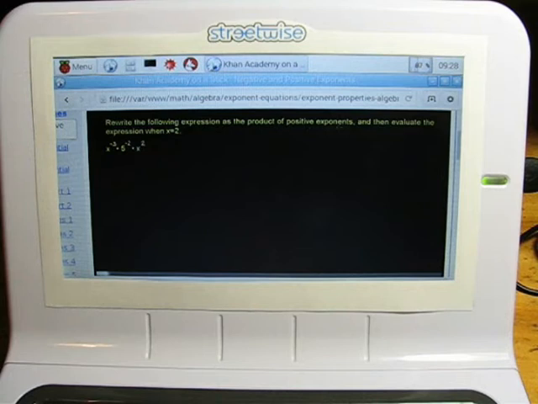Rewrite the following expression as a product of positive exponents, and then evaluate the expression when x is equal to 2. So they give us x to the negative 3 times 5 to the negative 2 times x squared. So the main thing to realize here is if I have something to a negative exponent, it's the same thing as 1 over that same base to the positive version of the exponent. So x to the negative a is equal to 1 over x to the a. So using this knowledge, let's apply it right over here. So x to the negative 3 power, we can rewrite as 1 over x to the third power. And then 5 to the negative 2, we can rewrite as 1 over 5 squared.